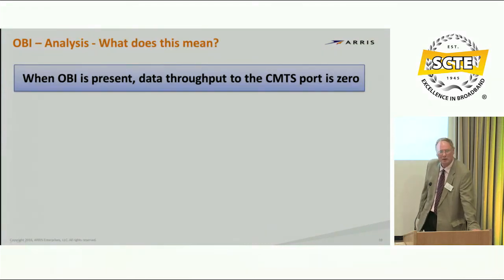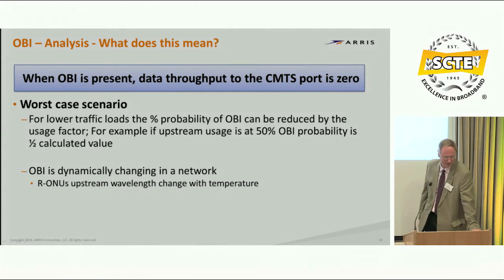The other thing to remember, because the noise from OBI is so extreme, when OBI is present, the data throughput to that CMTS port, anything connected to the same CMTS port, the data throughput is 0, because it's an RF-generated signal. As you combine the RFs together, this noise is seen at the input to the CMTS port, so any RFoG device connected to that port, the data throughput will become 0 during the instance of OBI. So, worst case scenarios.